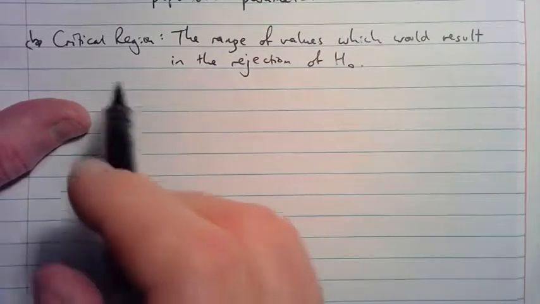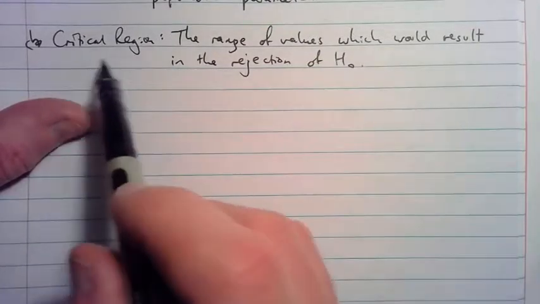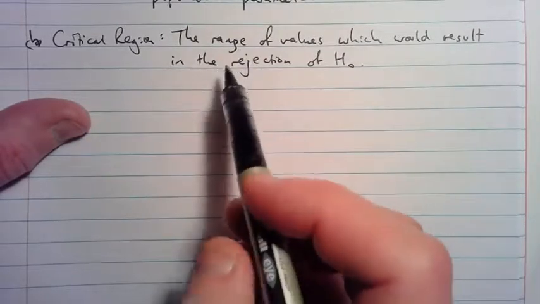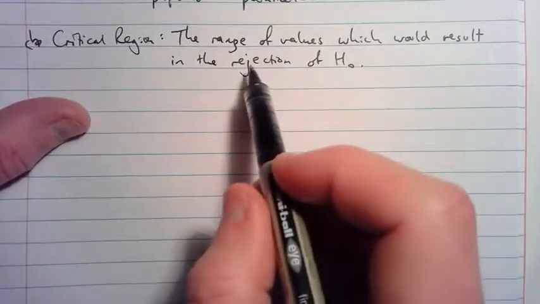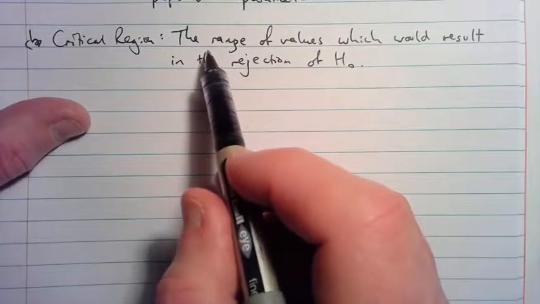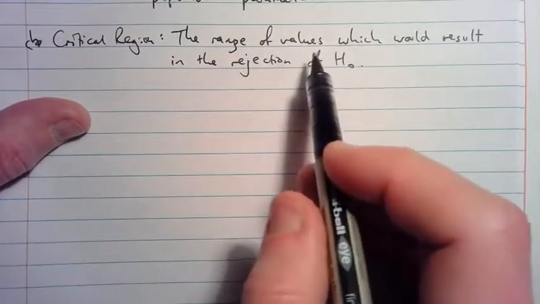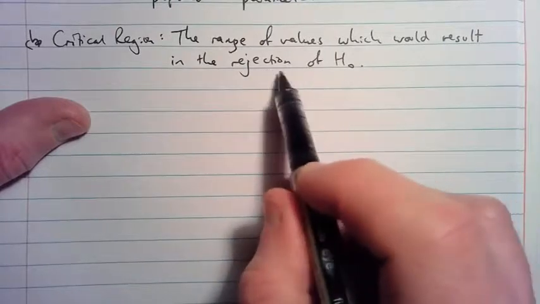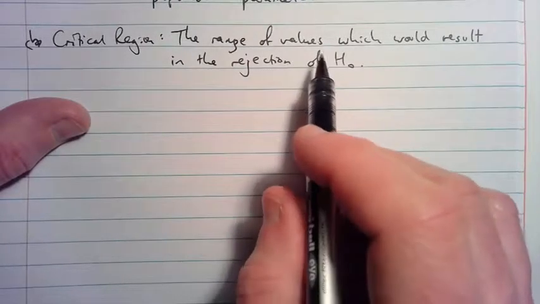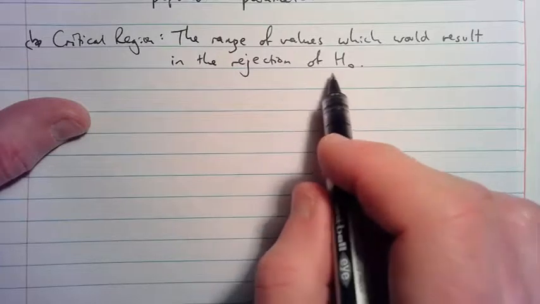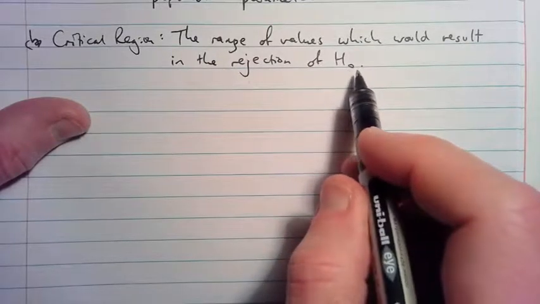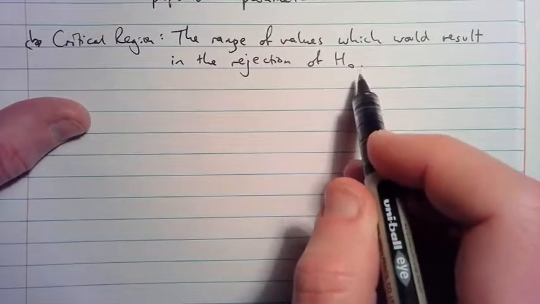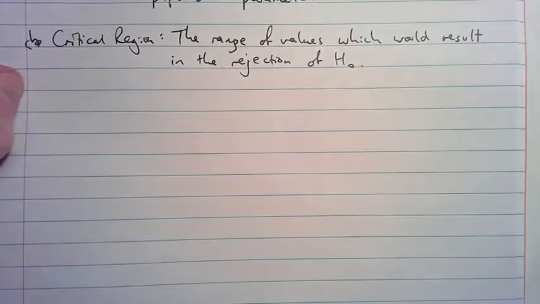Okay, in part B, it's asking us to define a critical region. Now, there are various ways of defining this, but in essence, it's the range of values which would result in the rejection of H0. So you need to get that sense that it's a region which would result in the rejection of H0 and or the acceptance of H1, the alternative hypothesis.